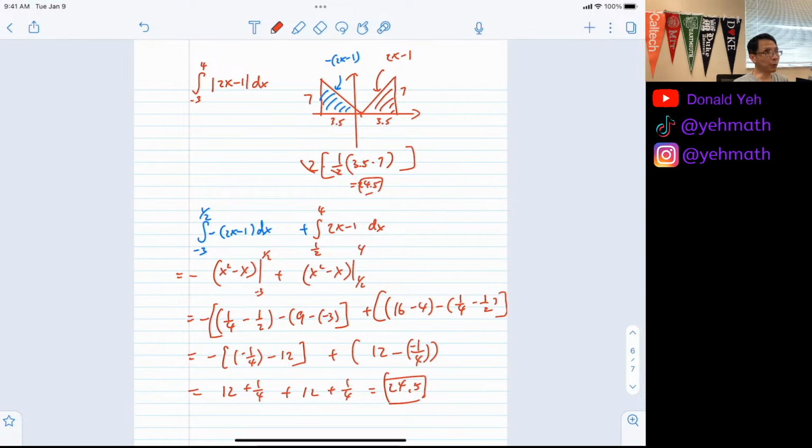So which way would you prefer if it's absolute value? Geometric, hopefully, because on the test you're not going to get it right. So much work. I think class is over, right? Okay.